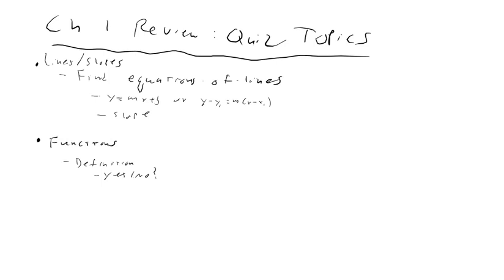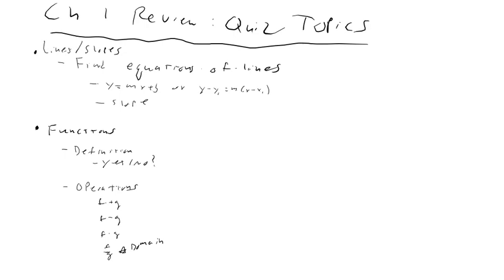You'll need to do the function operations. That means doing things like f plus g, f minus g, f times g, and f over g. And for f over g, you'll have to remember about the domain. Right? Where the bottom part cannot equal 0.